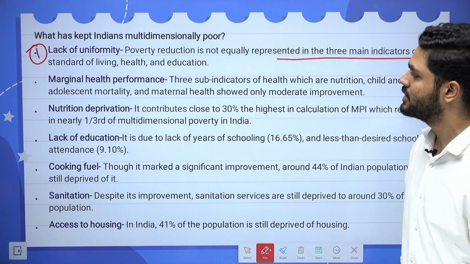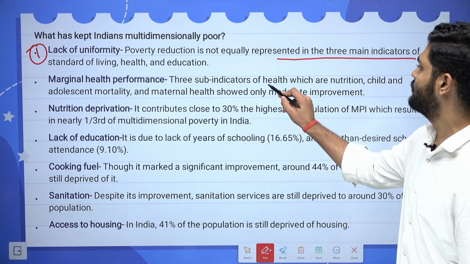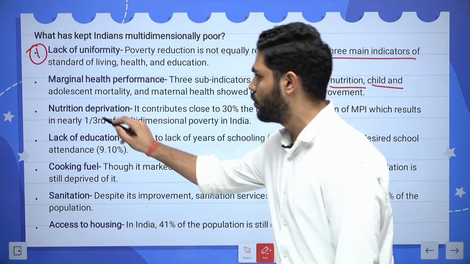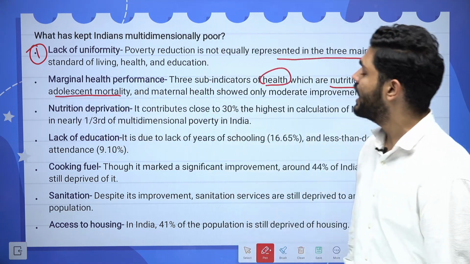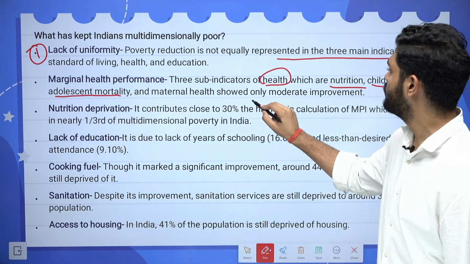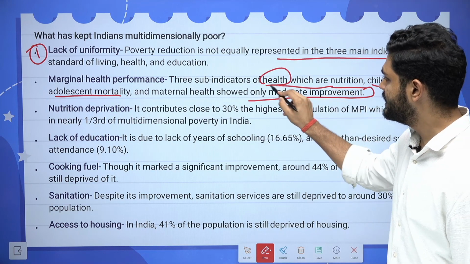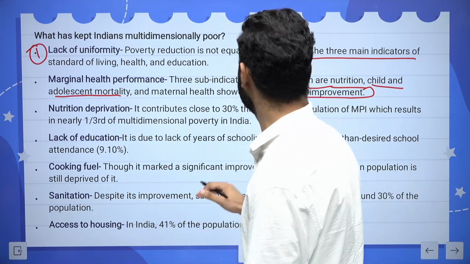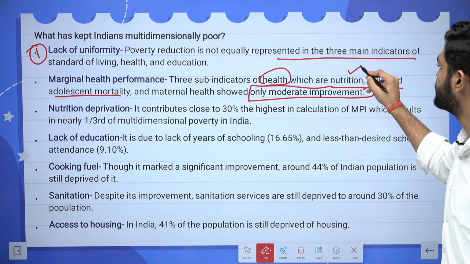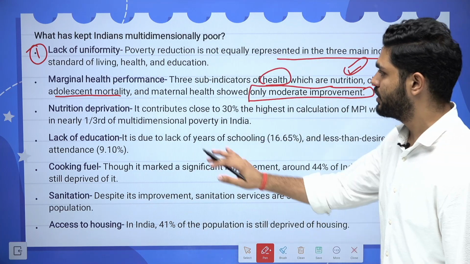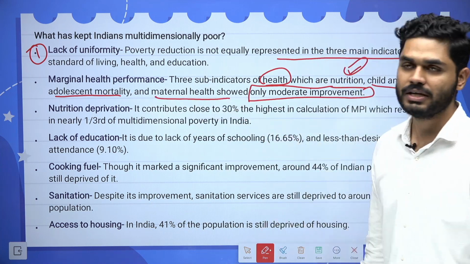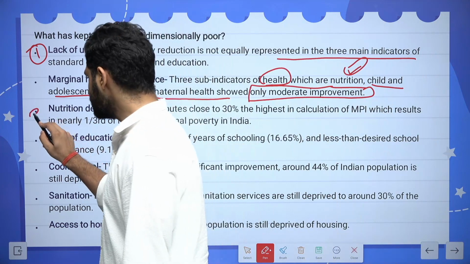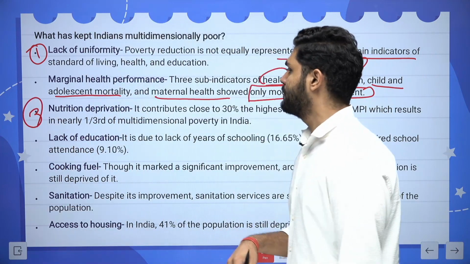Second is marginal health performance. Three sub indicators of health, which are nutrition, child and adolescent mortality, and maternal health, all show only moderate improvement. Okay, in India there is only moderate improvement in health performance, and these health indicators are based on three things: nutrition, child and adolescent mortality, and maternal health.